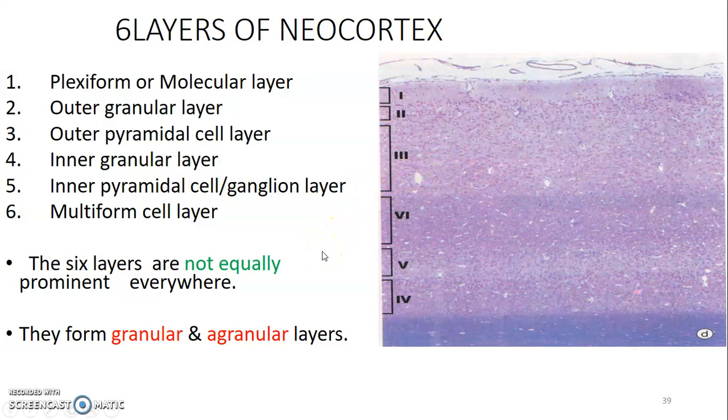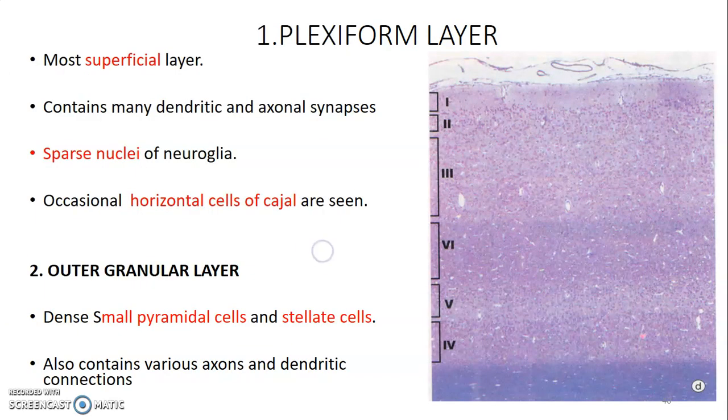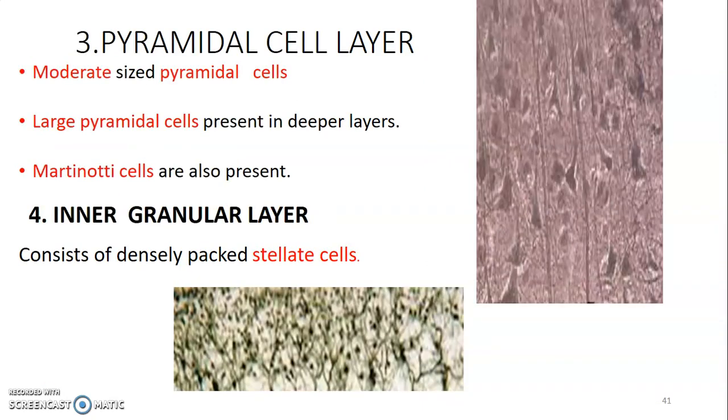Then when you get to the pyramidal cell layer, you have moderate pyramidal cells in the outer pyramidal layer, and in the inner pyramidal layer, they are actually larger pyramidal cells. In the pyramidal cell layer, you may also see the Martinotti cells. Then in the inner granular layer, it's granular because of granular cells, which are also stellate cells. And the inner granular layer has actually densely packed stellate cells. So they're more densely packed than in the outer granular layer.